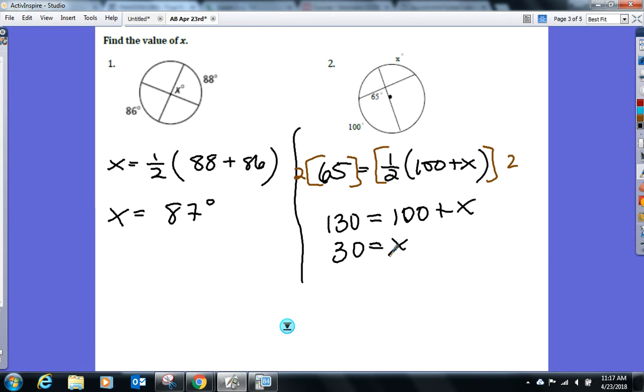Because you're multiplying it by 2, so 1/2 times 2 is just 1. So now it's 1, so that's why that stays the same. All right.